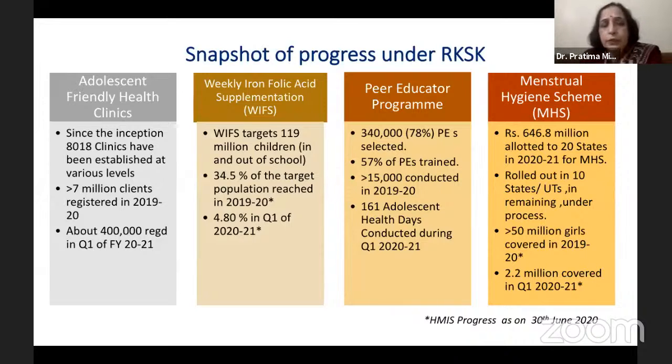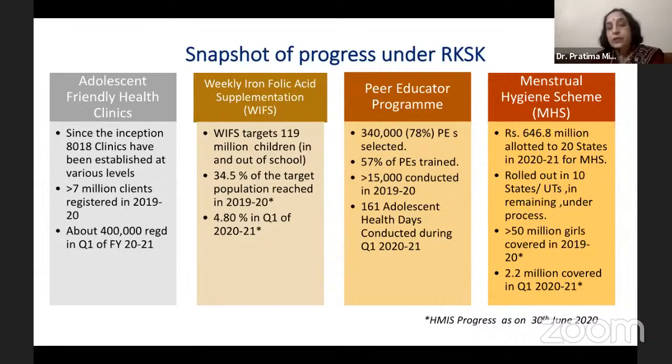Just briefly, I would like to say what progress has been made under RKSK till now, before COVID. Since the inception, 8,018 adolescent friendly health clinics have been established, and more than 7 million clients registered in 2019-20. But due to COVID, in the first quarter of 2021 only 400,000 clients registered. WIFS targets about 119 million children in and out of school, and in the first year 34.5% of the target population was reached. But in the COVID year 2021, only 4.8% of the population was reached.